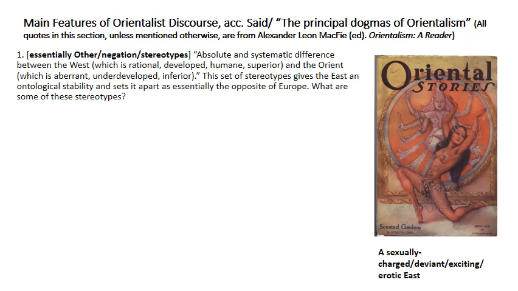So, number one, he suggests that Orientalism involves a negation of the Orient through a set of stereotypes, okay, a framing of the Orient as essentially other. So absolute and systematic difference between the West, which is rational, developed, humane, superior, and the Orient, which is aberrant, undeveloped, inferior. This set of stereotypes gives the East an ontological stability and sets it apart as essentially the opposite of Europe. What are some of these stereotypes?